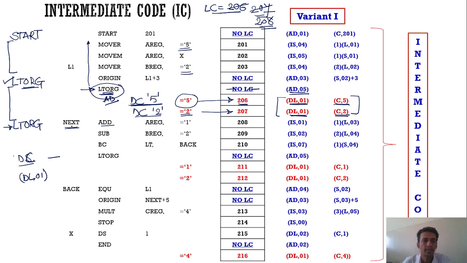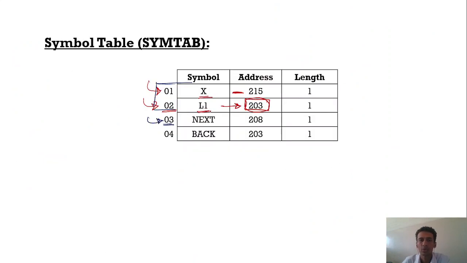And if you remember, whenever we encounter a symbol in a label field, it is its definition, so we need to make an entry of it if not made already, and at the same time we need to update its address as the current LC, which is 208. Okay, so at the same time we have updated its address in the symbol table as well. So far we have 3 entries in the symbol table, and only L1 and next have been given the address, but this 215 is not yet updated.